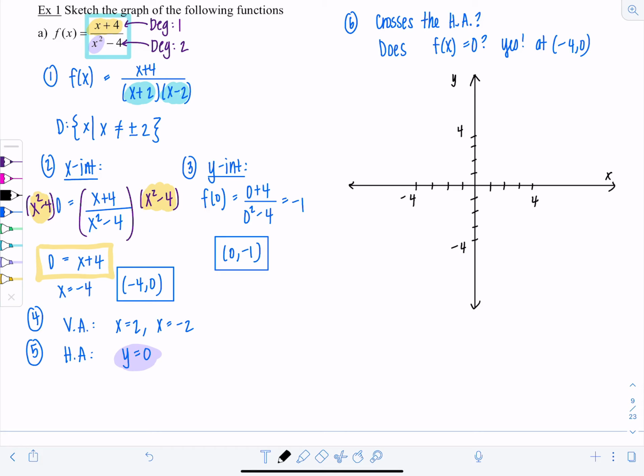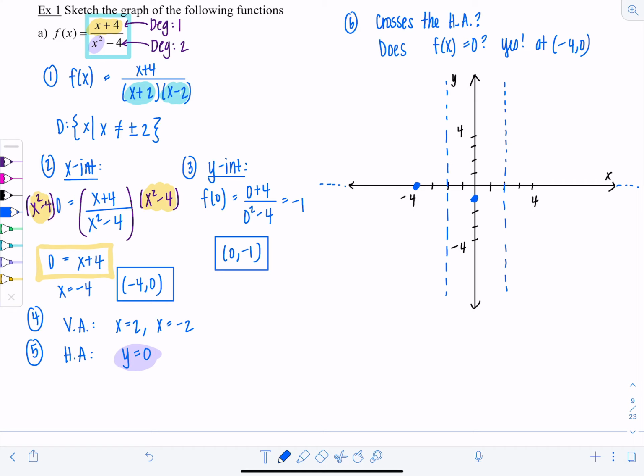Okay, vertical asymptotes are at 2 and -2. Beautiful. And then we have horizontal asymptote at y equals 0. So I'm just going to draw a little extra on the x-axis so I remember. And then intercepts, we have -4, 0 and 0, -1. Okay, looks good.